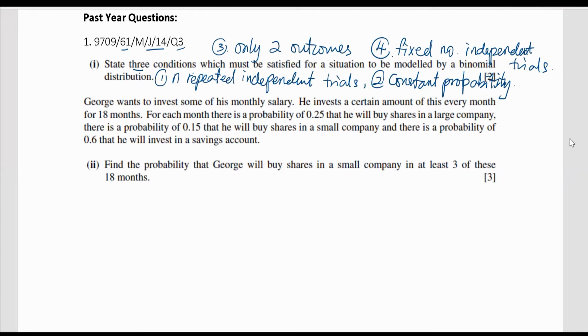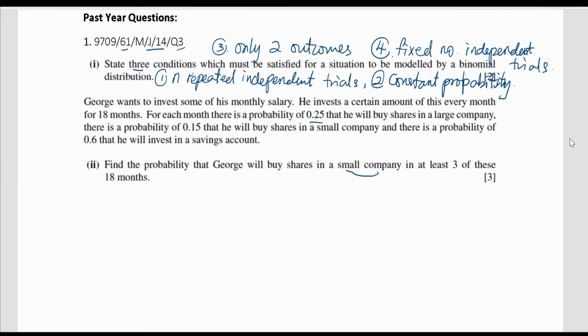So now we answer the following part. George wants to invest some of his monthly salary. He invests a certain amount of this every month for 18 months. For each month, there is a probability of 0.25 that he will buy shares in a large company, a probability of 0.15 that he will buy shares in a small company, and a probability of 0.6 that he will invest in a saving account. Find the probability that George will buy shares in a small company in at least 3 of these 18 months.